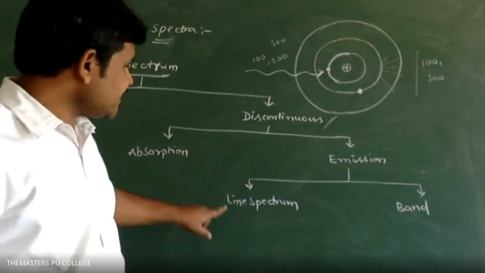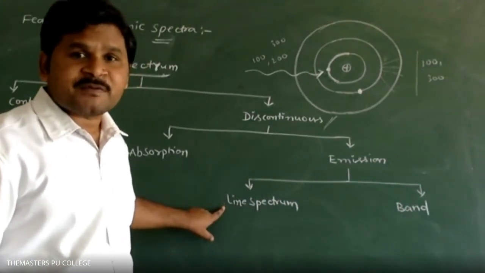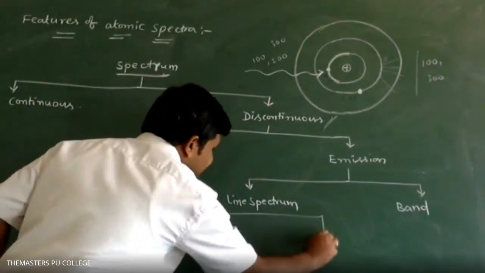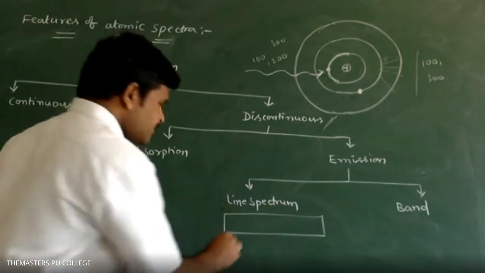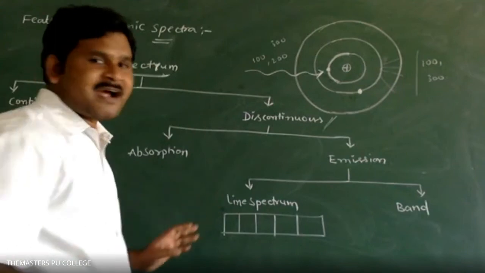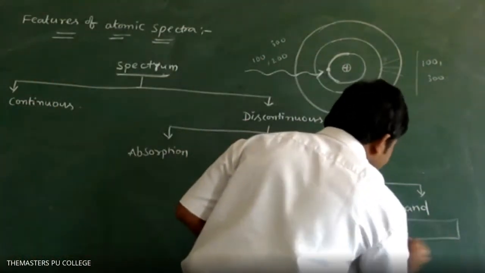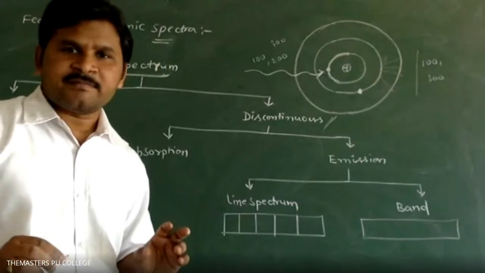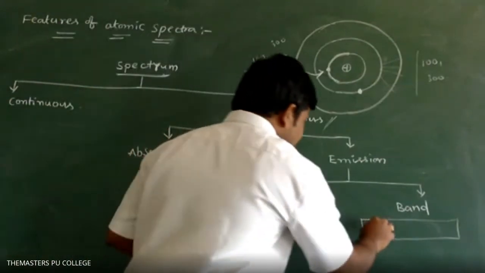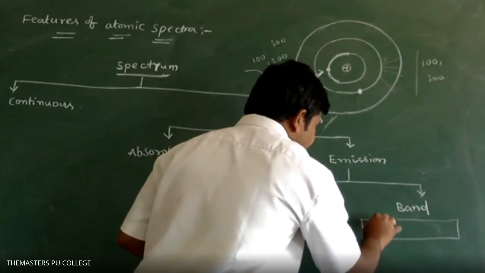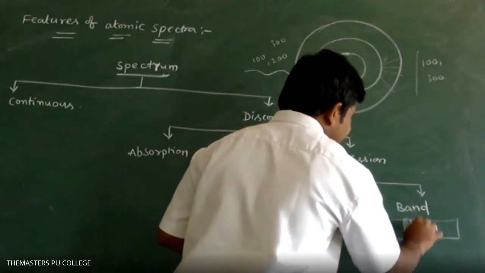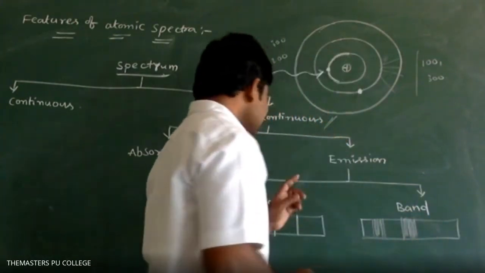Line spectrum means well-defined, sharp, distinct lines are present. Like this, say for example this is the background, and lines like these are present. But in a band spectrum, what is a band? A band means a bunch or group of lines is present. After this group of lines some gap is present, then again a group of lines. That is how we observe line spectrum and band spectrum.